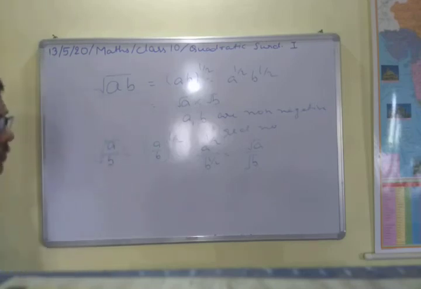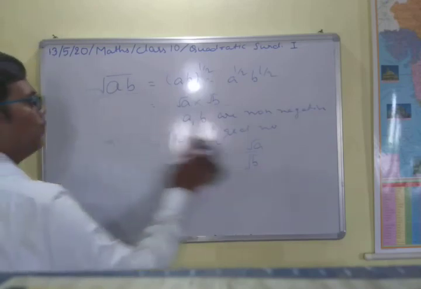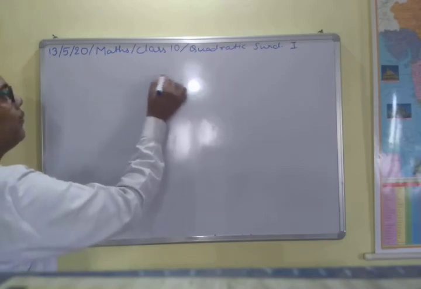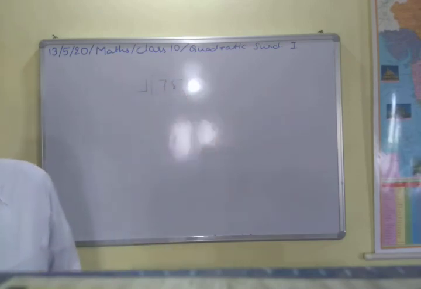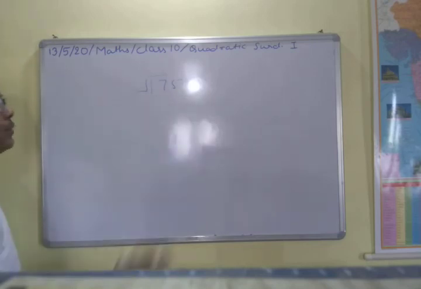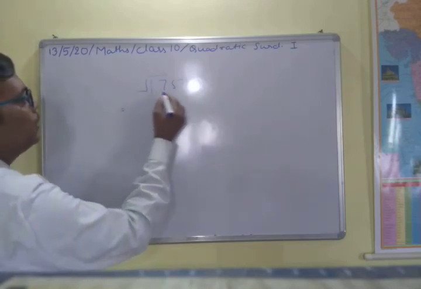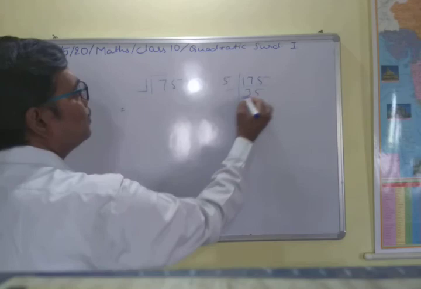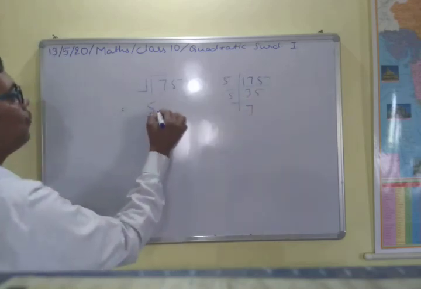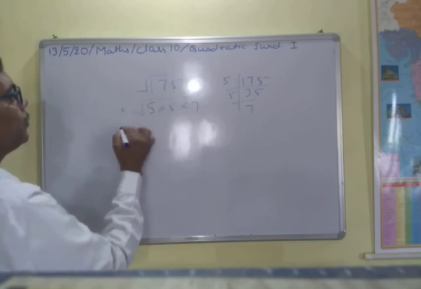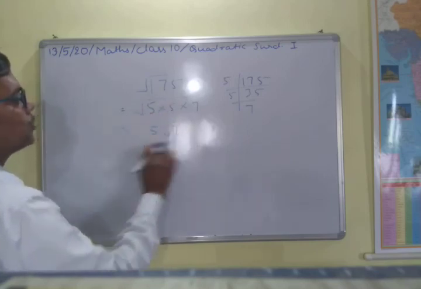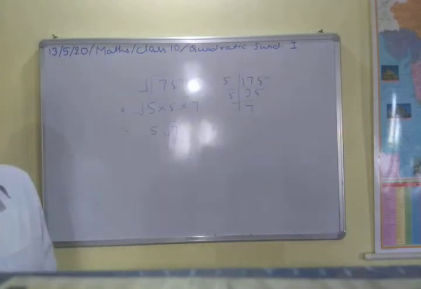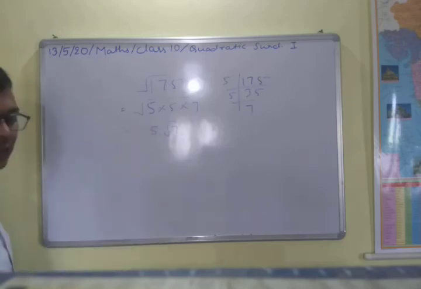For example, now we have some questions. For example, root 175. Now convert root 175 into a surd, that is, we have to express it as a product. First, if you simplify, you will get 175 as 5 times 35, that is 5 into 5 into 7. So it will be 5 root 7. This is the product form of this, that is 5 into root 7. So this is the first question, and we can find many other questions also.